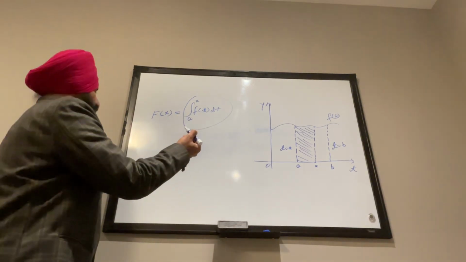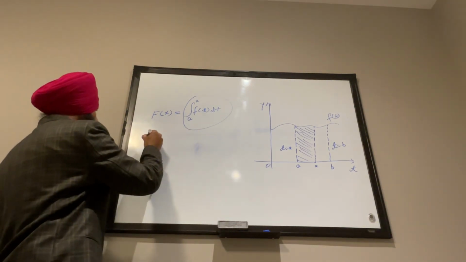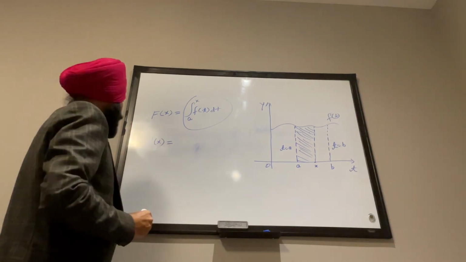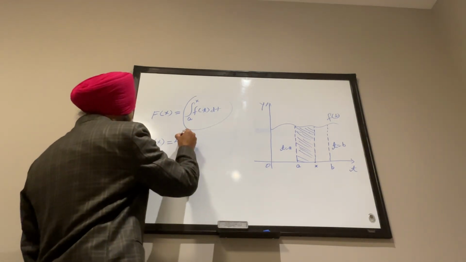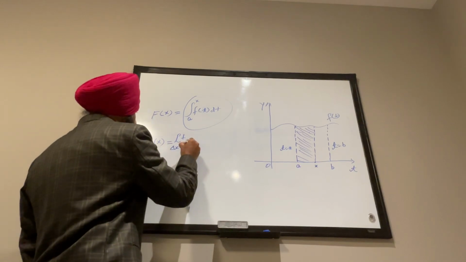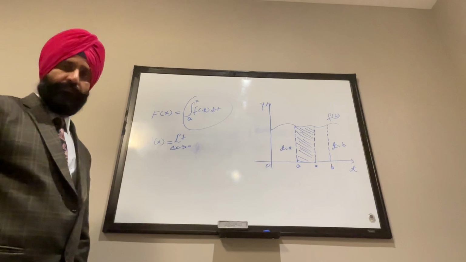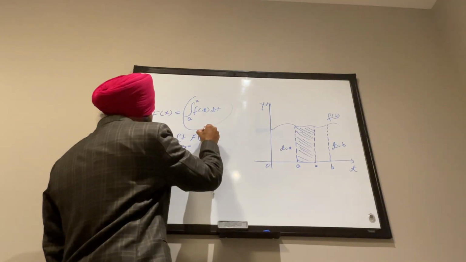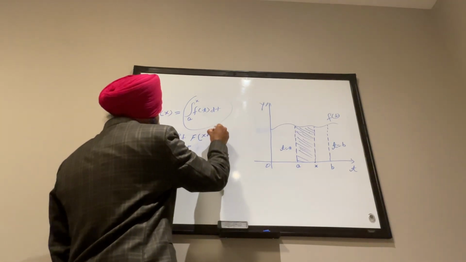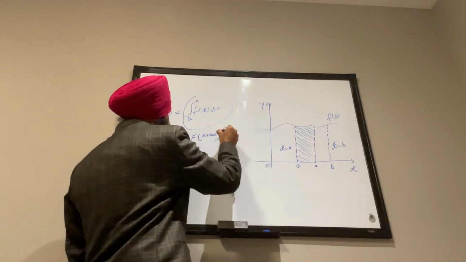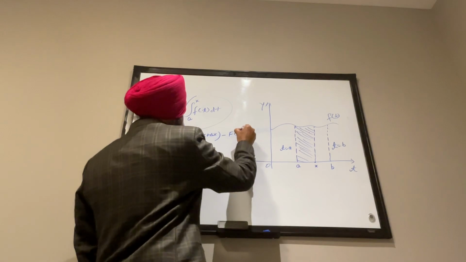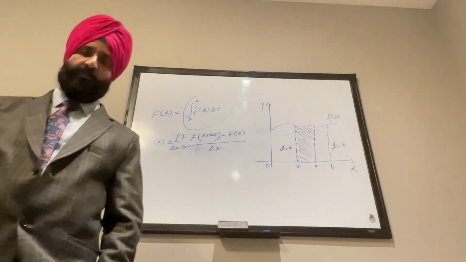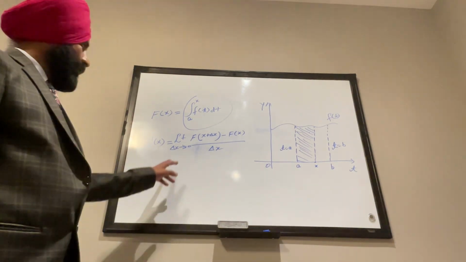Now, by first principle, the derivative of F at x can be written as the limit as delta x approaches 0 of F of x plus delta x minus F at x, divided by delta x. This is by the definition of first principle.